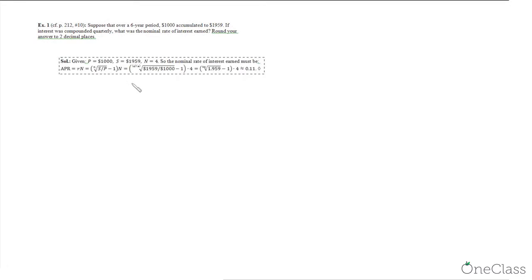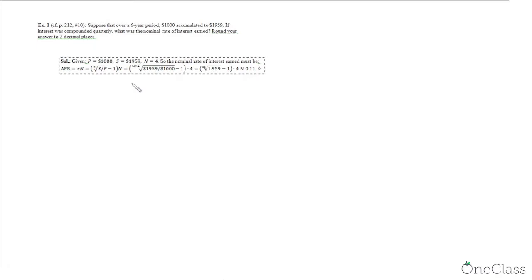So you'll see here that I solved it for you. We are given P equals $1,000, so that's the principal, and we're told that it has accumulated to 1959. So that means the accumulated amount is S equals $1,959. Then we're asked to assume that interest was compounded quarterly. So what are we talking about? We're talking about compound interest, but quarterly. Quarterly means that it's every 4 months.